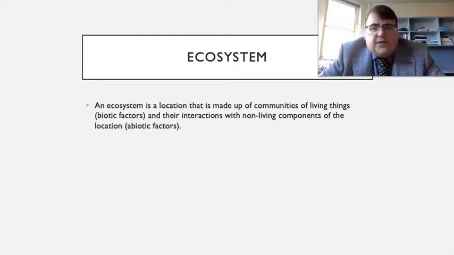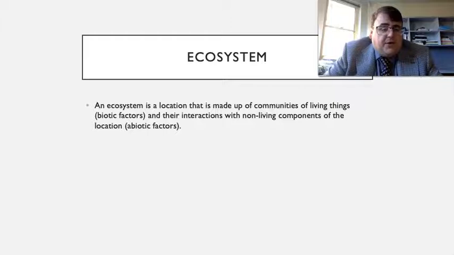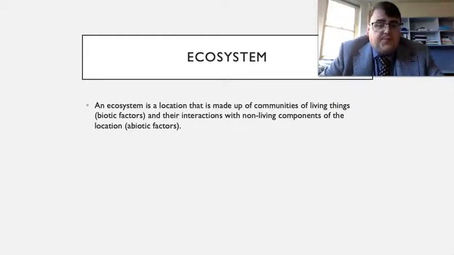Okay, another term we need to discuss is ecosystem. What is an ecosystem? An ecosystem is a location that's made up of communities of living things, which we call biotic factors, and the interactions of those living things with the non-living components of the location, which are the abiotic factors. And we're going to talk about abiotic and biotic factors in depth in this video.